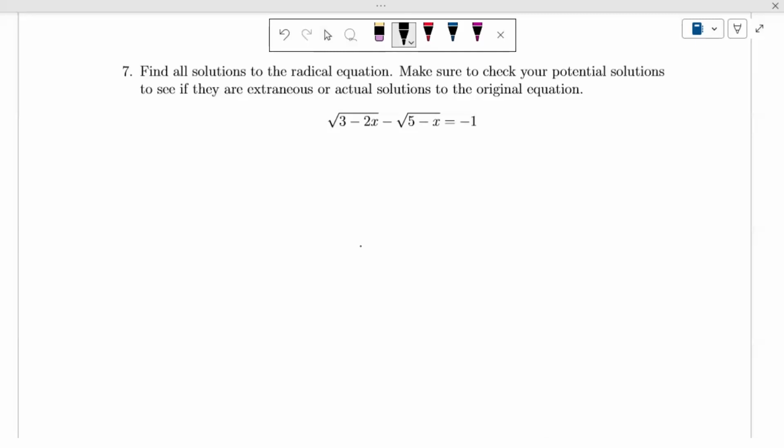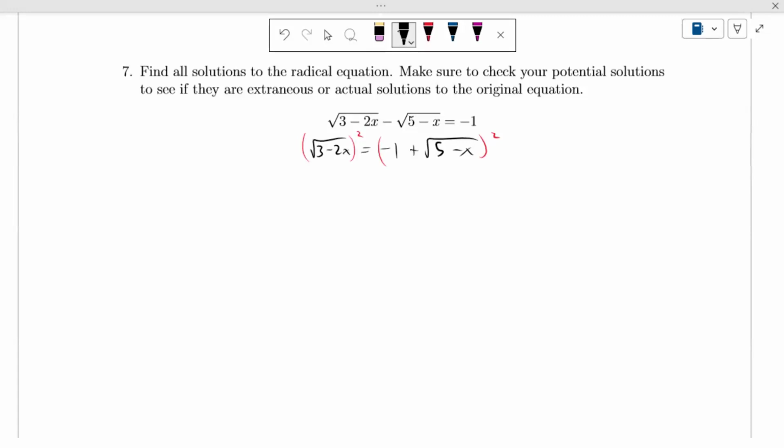So I'll just add the square root of 5 minus x to both sides. So I get the square root of 3 minus 2x will be equal to -1 plus the square root of 5 minus x, okay? And I'm just going to start off that way. And then now I'm going to square both sides of the equation. So I'm going to take the left-hand side and square it. I'm going to take the right-hand side and square it, right?